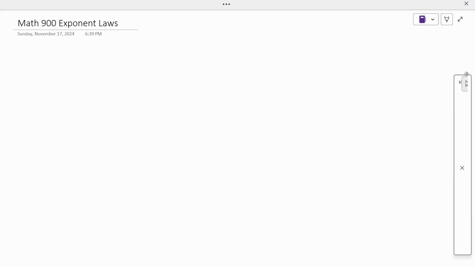Welcome back. Today we're going to be discussing the topic of what is known as the exponent laws. Now, exponent laws are a unique phenomenon that arises in the topic of algebra due to numbers multiplying with themselves in interesting ways.